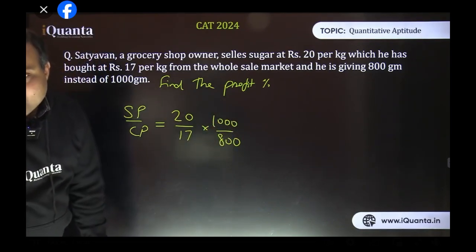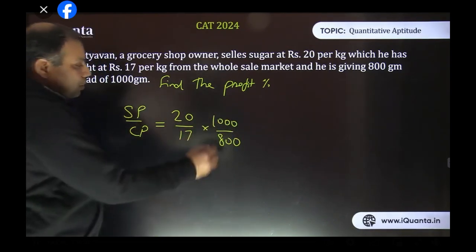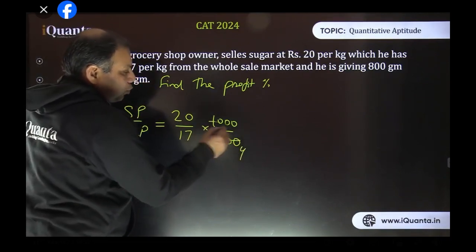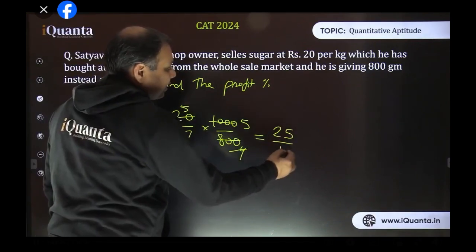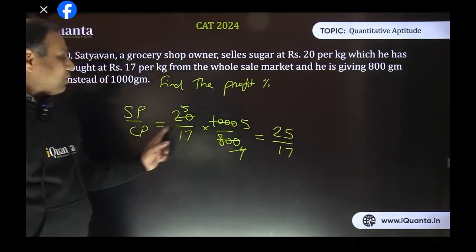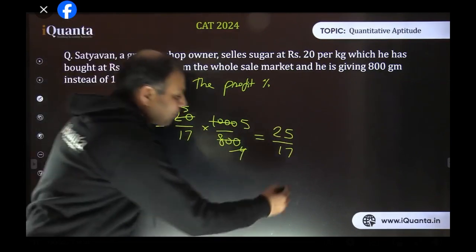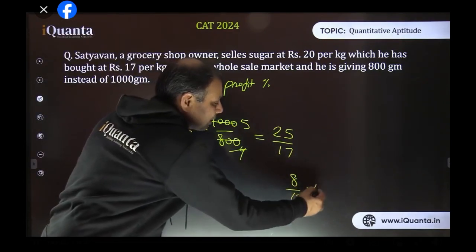So we just need to simplify this to get our answer. So 200 4s are 800, 200 5s are 1000, 4 5s are 20. So it is basically 25 by 17, which means he is selling a good worth rupees 17 at 25. So he's making a profit percent of 8 by 17 into 100. So that will give us the answer.